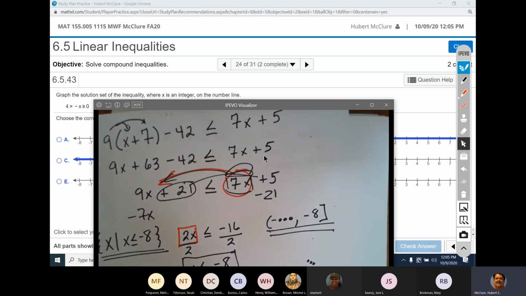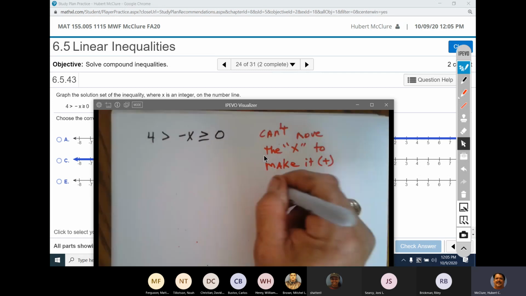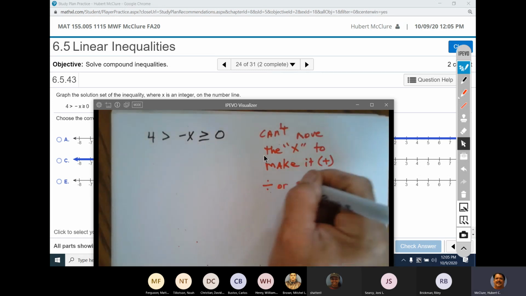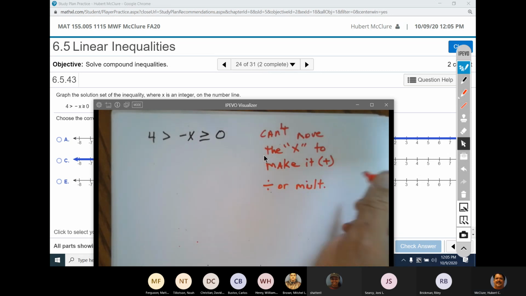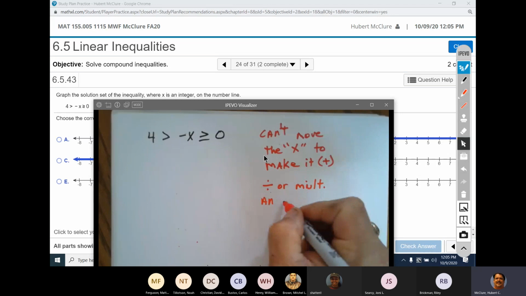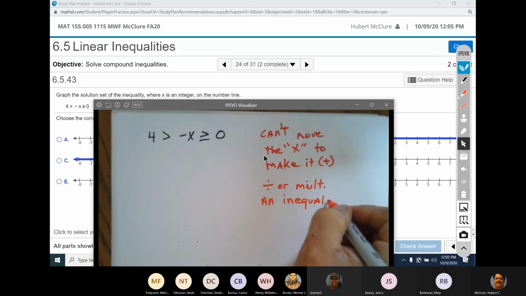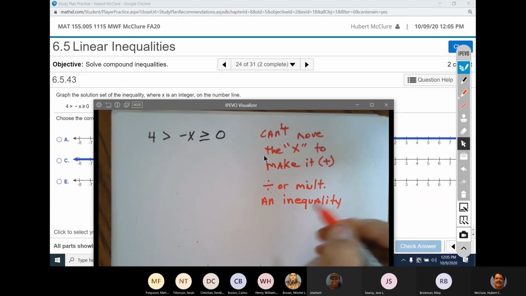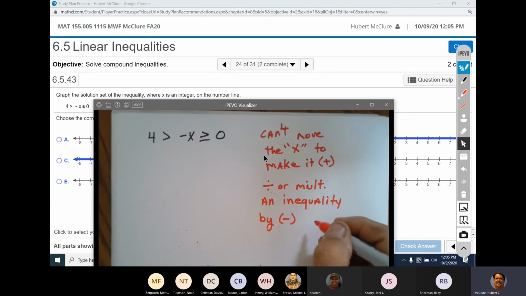I can't move that X. So I'm going to have to go back to the old ritual. If you divide or multiply an inequality by a negative, it flips the inequality.